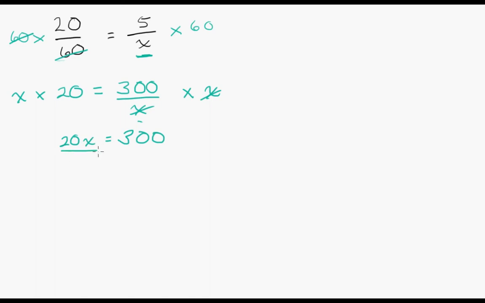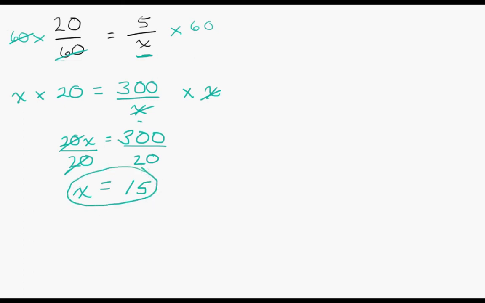So in order to get x by itself, we're going to divide by 20, and we're going to divide this side by 20 as well. So 20x divided by 20 just gives us x, and 300 divided by 20 gives us 15. So we're left with x equals 15.